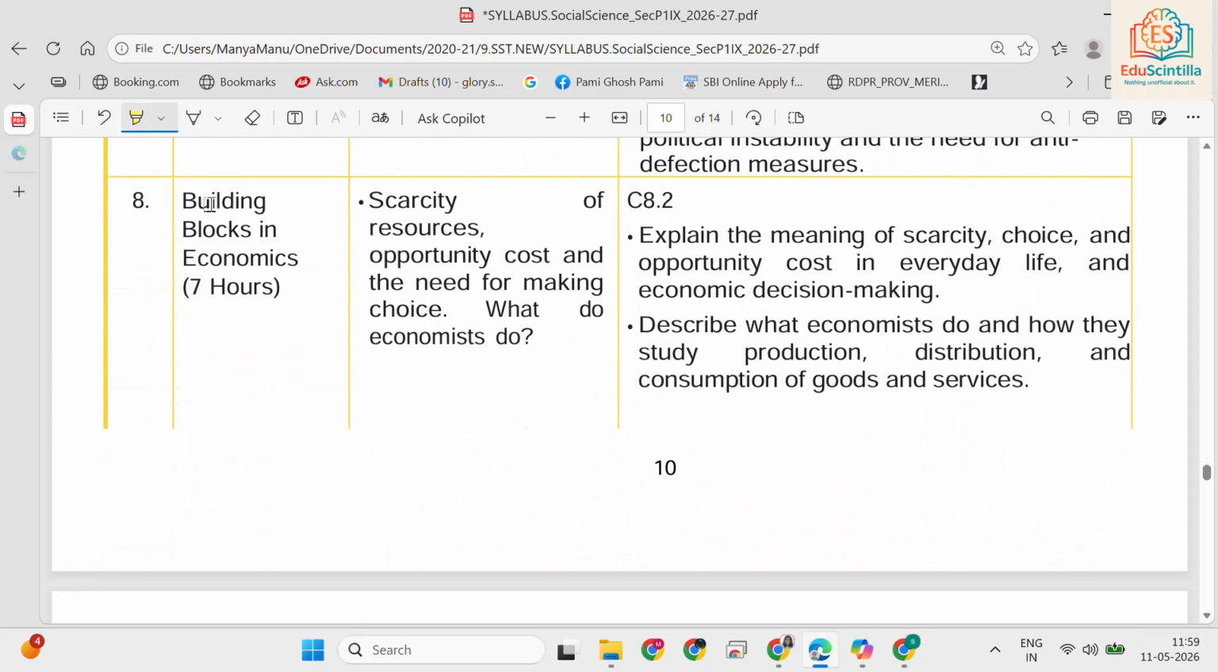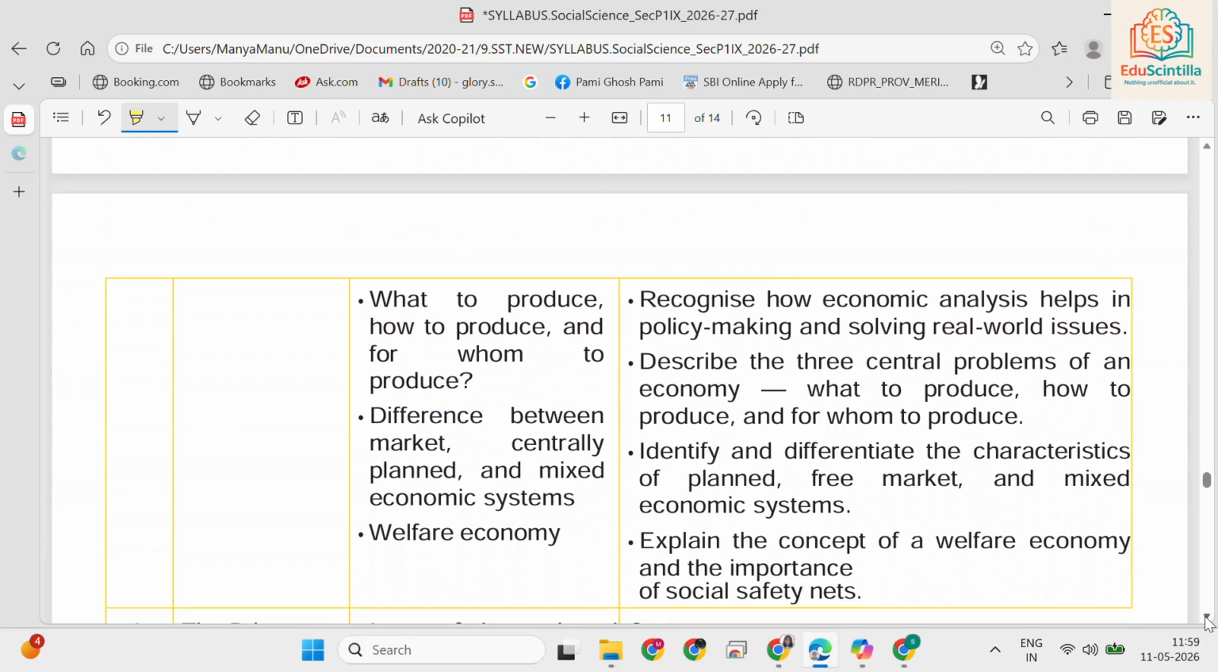Next, moving on to theme 8, part 1, building blocks in economics. Time allocated is 7 hours. Scarcity of resources, opportunity cost, the need for making choices, and what economics does. In this, competency 8.2 is covered.